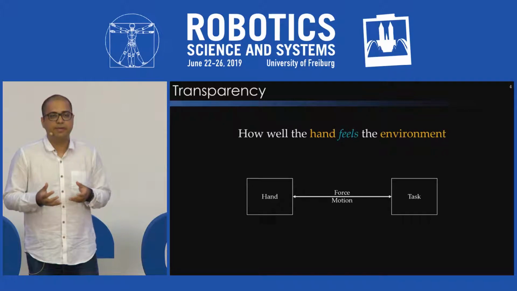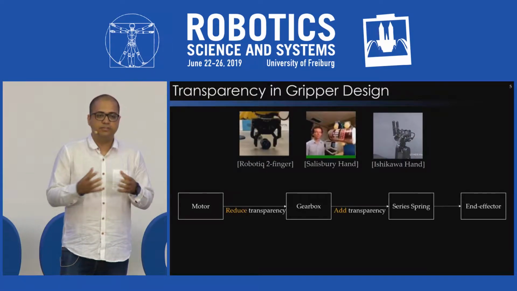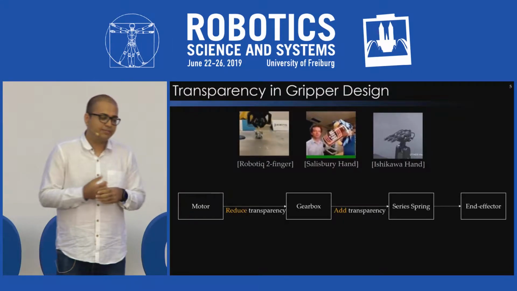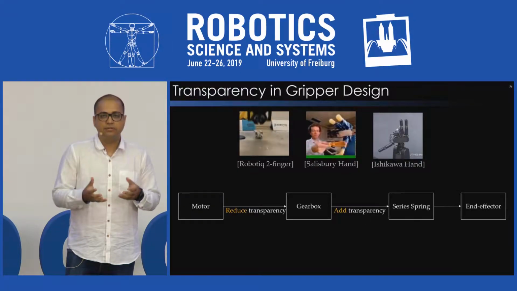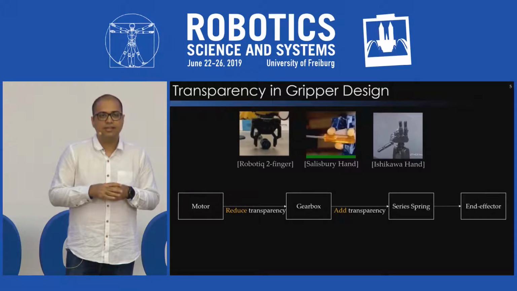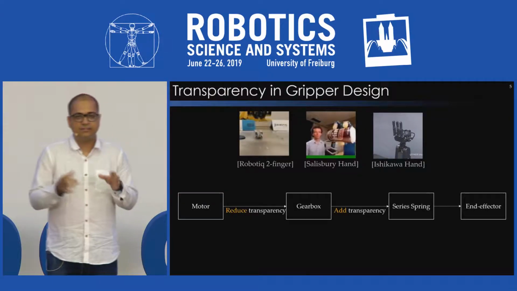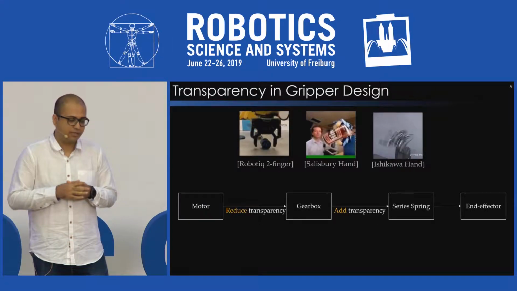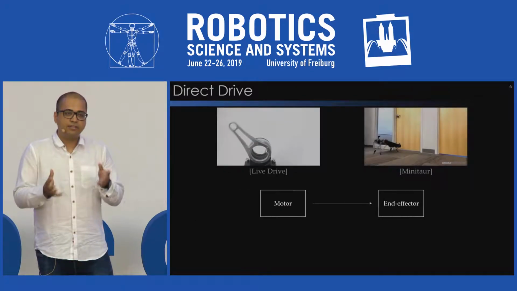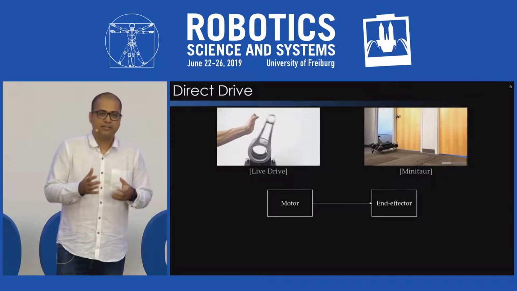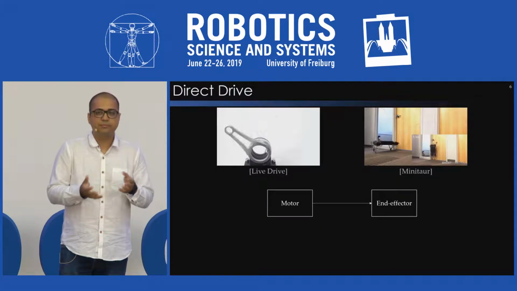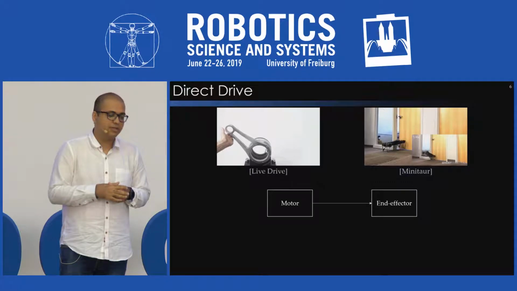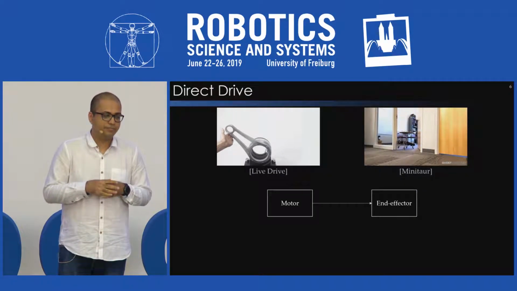To add that transparency back, we resort to using active or passive compliance. So we take a transparent source, which is the motor. We reduce the transparency by adding a gearbox, and then add the transparency back by adding a series spring. Another approach is to use direct drive, which is basically connecting the motor directly to the task. This approach is becoming increasingly popular with improvements in motor technology.